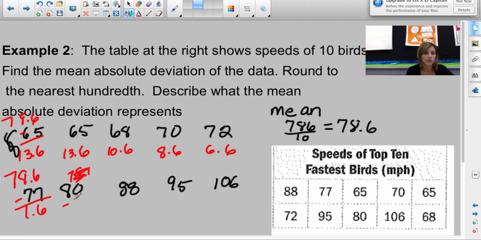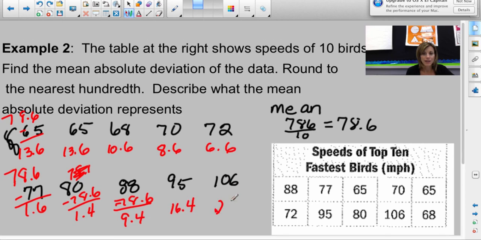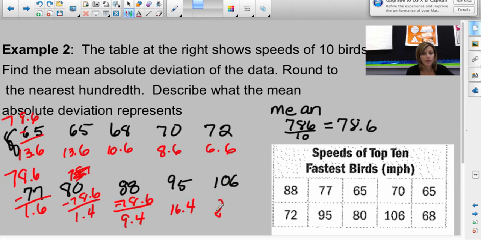Whoopsies. Got to put it down here. What are we doing here? 1.4. 78.6 goes down here. And it's 9.4. It's 16.4 with 95 and 27.4 with 106. So I'm now going to add up all these red numbers.